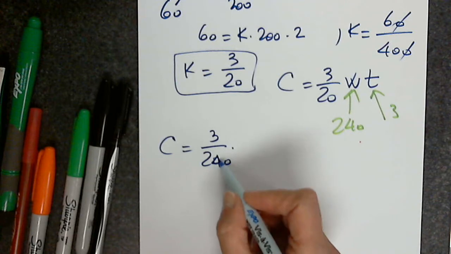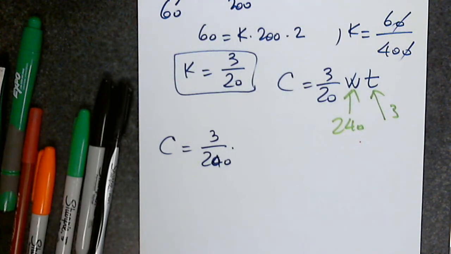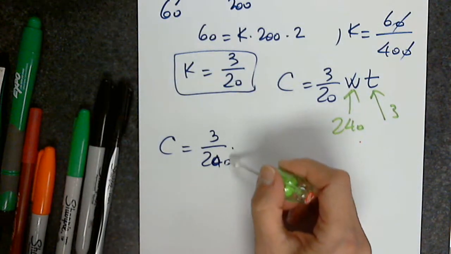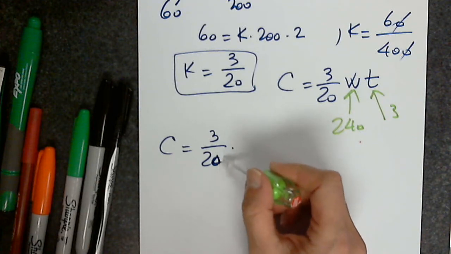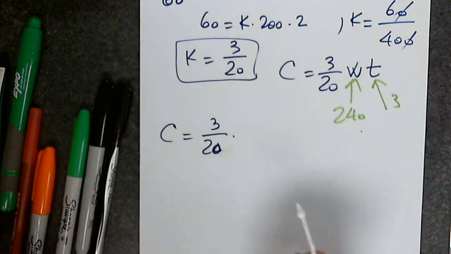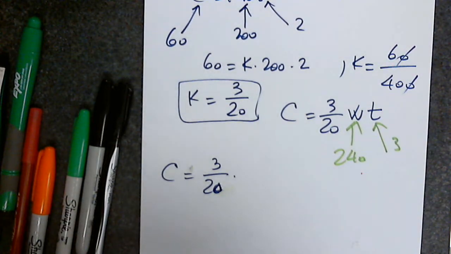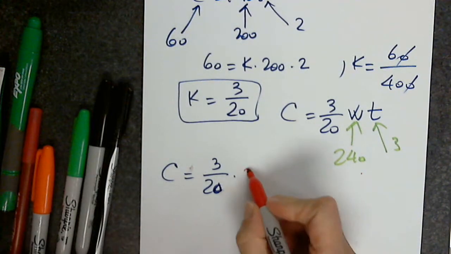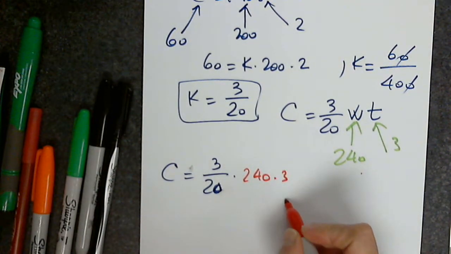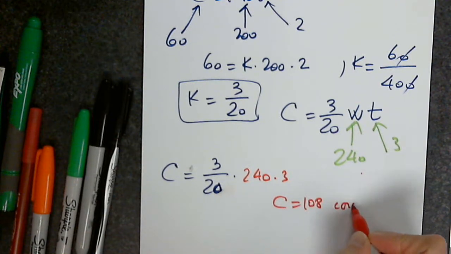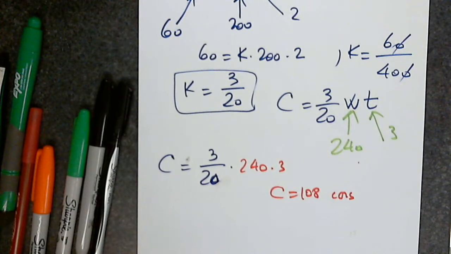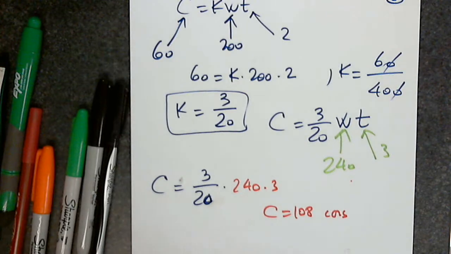Oh, what am I doing? This is 20. So 3 divided by 20, multiply by 240, multiply by 3, and tell me what you get. Say it again. 180? 108. Very good. So I don't have to do anything. Thank you. So C is 108 cars. What did you say, Becky? Okay.